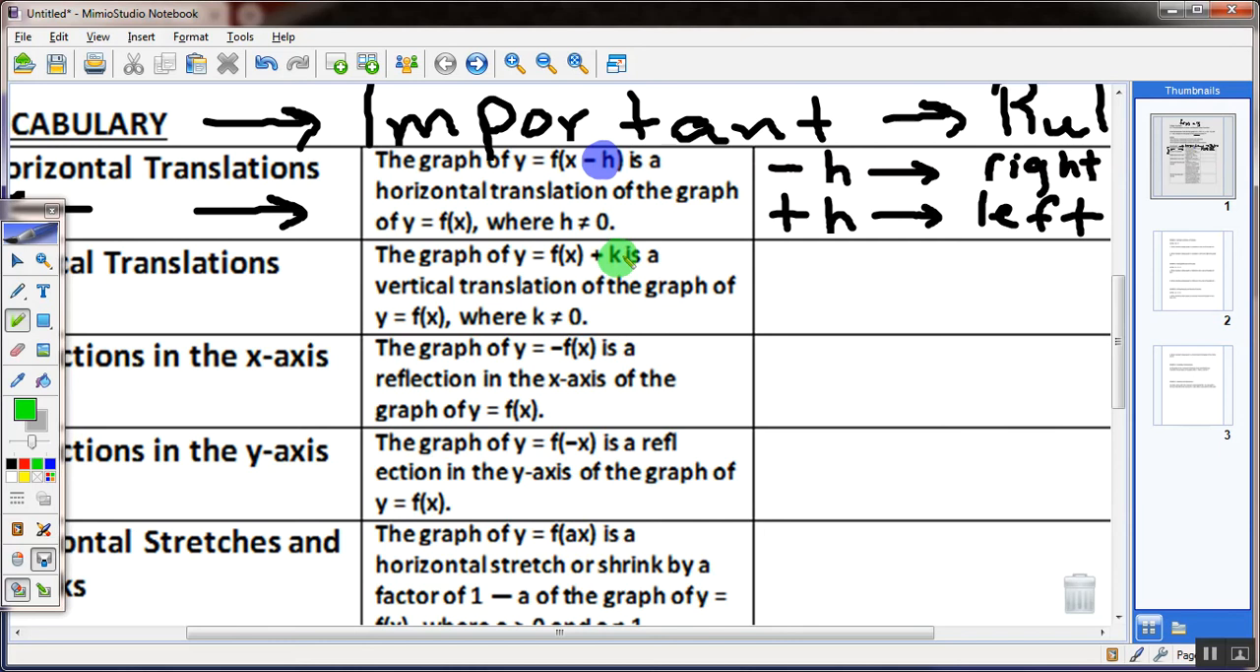Guys, is this k value in the parentheses or outside the parentheses? So when I'm adding or subtracting a value outside of parentheses, that's no longer a horizontal movement. It is a vertical movement. We discovered that in the last section. So what I'm going to write here, guys, is this.